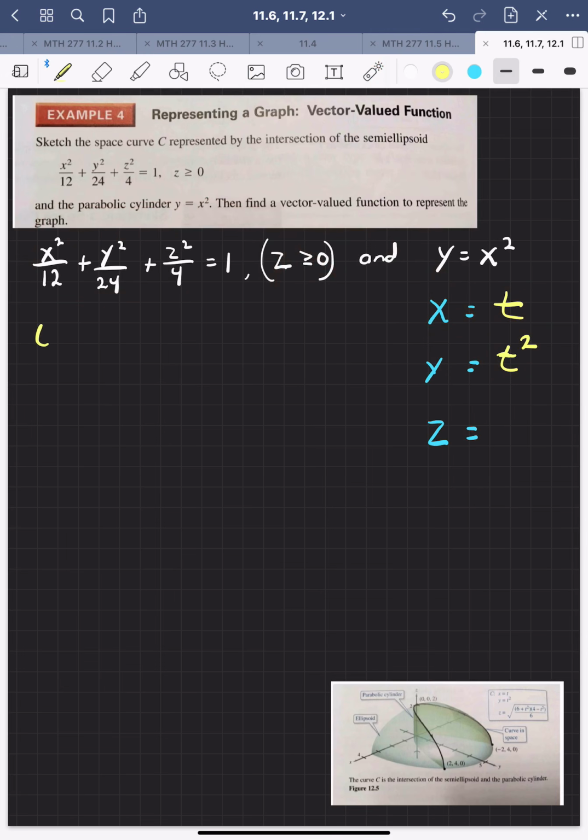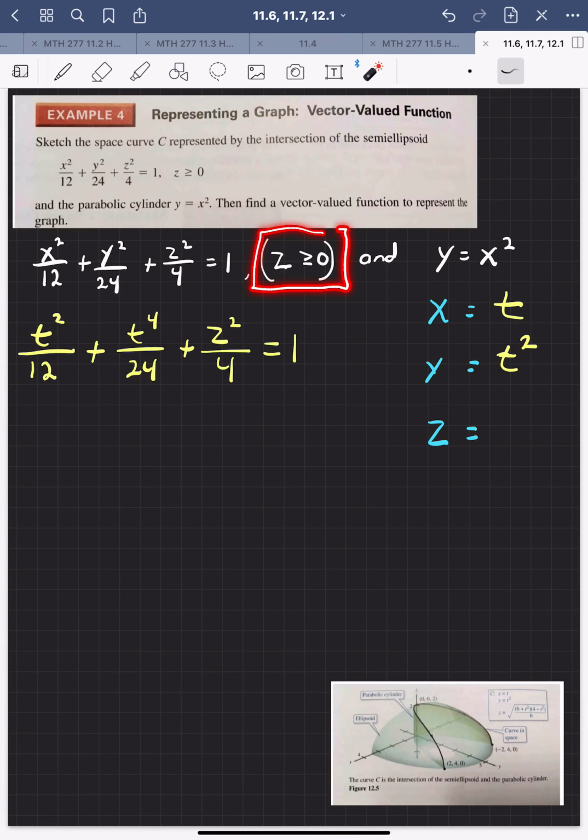So this ends up being t squared over 12 plus, well, if I square t squared, that's going to be t to the power of 4 over 24 plus z squared over 4 and is equal to 1. All right, let's take a quick glance at this restriction that z must be greater than or equal to 0. We'll come back to that in just a second.